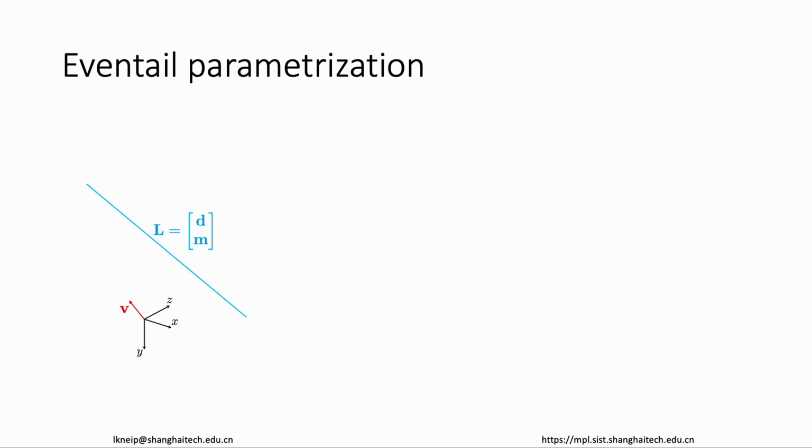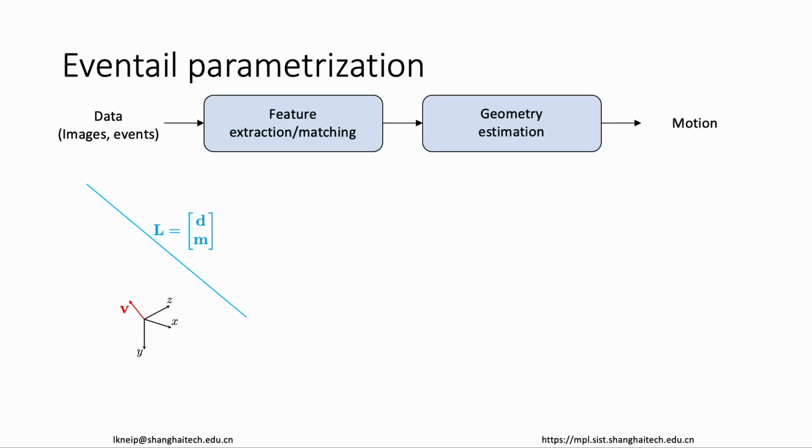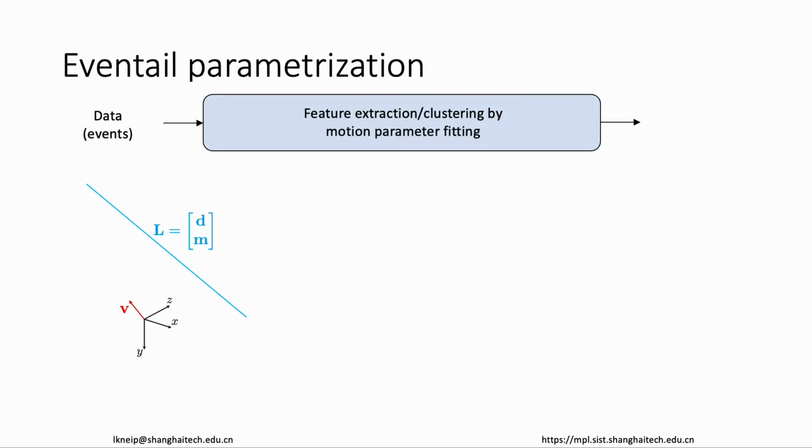As we show in our work, under a locally constant velocity assumption, the event tail manifold can be parameterized by camera velocity and 3D line-related parameters. Feature extraction and motion estimation can hence no longer be separated, but need to be solved as a joint model-based clustering problem.